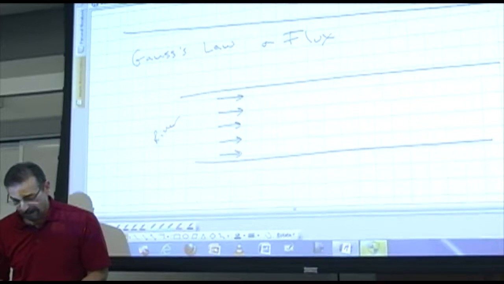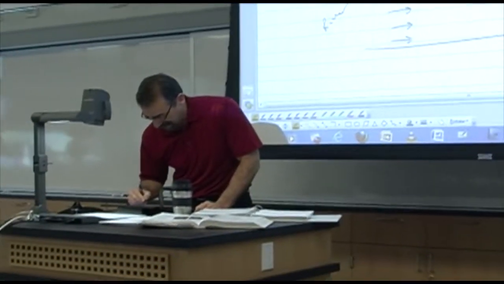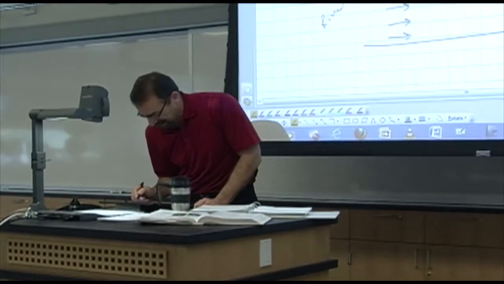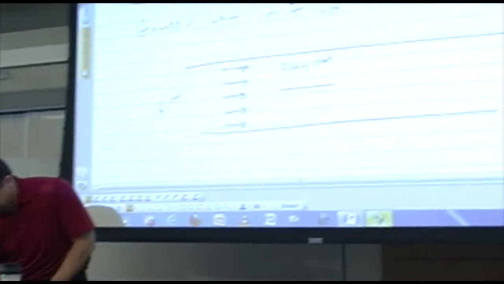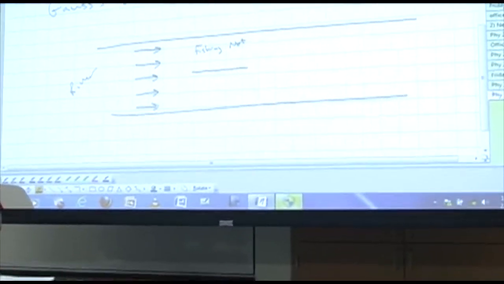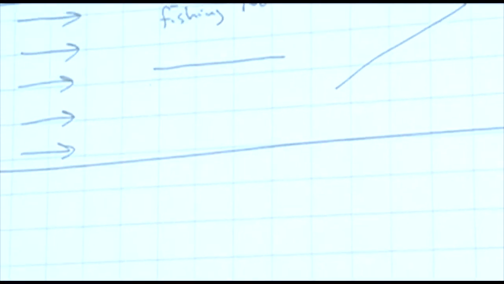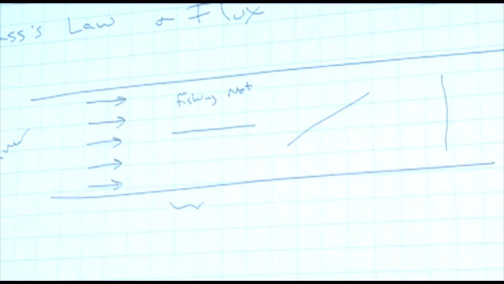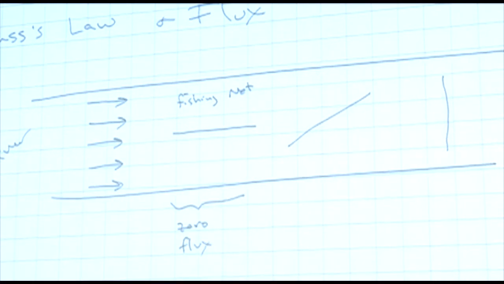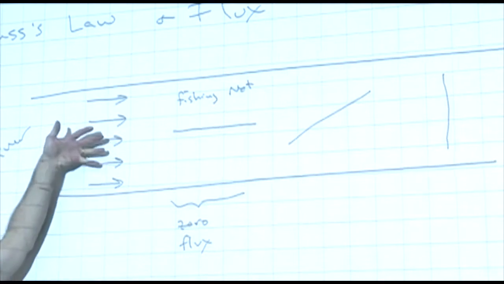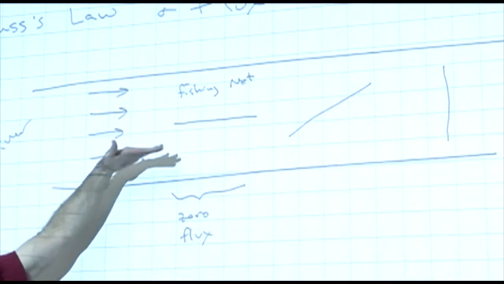So that's what we call flux. In this case, it's water penetrating through the net. In this case, I would say that corresponds to zero flux. There's no water that penetrates through the surface defined by the fishing net.